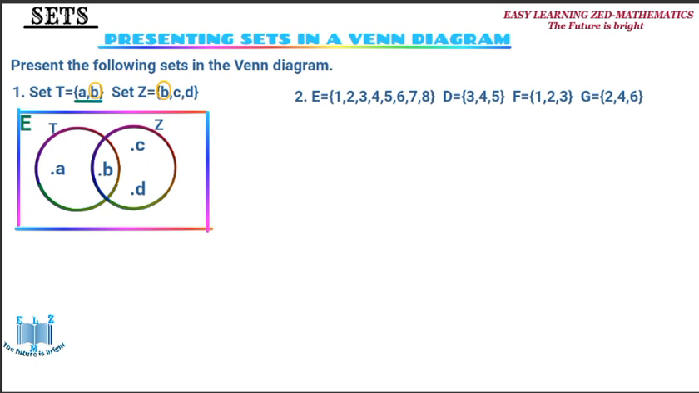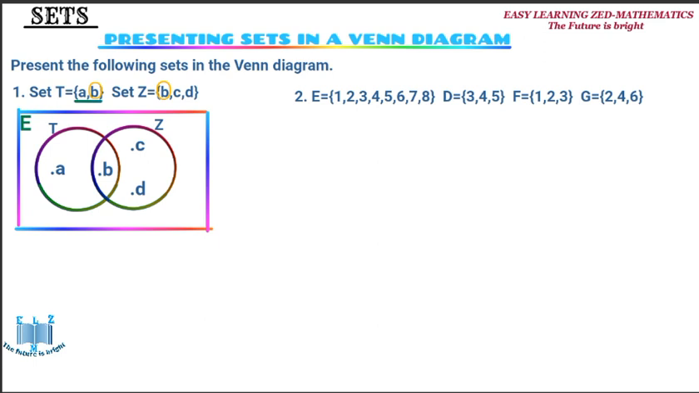Question number 2, we have got the universal set which is 1, 2, 3, 4, 5, 6, 7, 8, up to 8. Then we have got D which is {3, 4, 5}, and F which is {1, 2, 3}, as well as G which is {2, 4, 6}. Now we're asked to present this information in the Venn diagram.